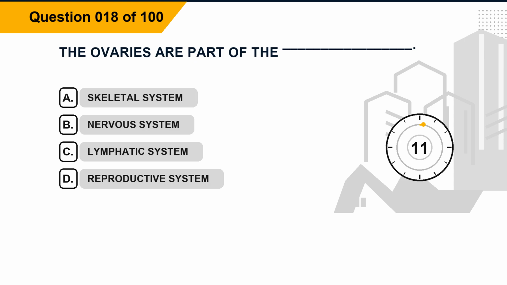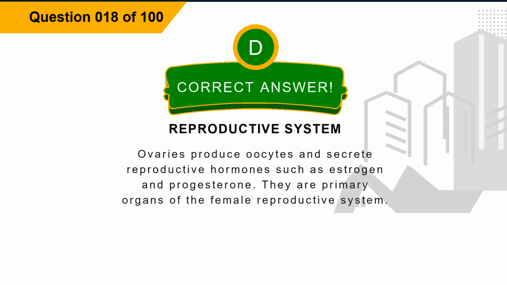Question 18. The ovaries are part of the blank. Option A, skeletal system. Option B, nervous system. Option C, lymphatic system. Option D, reproductive system. The correct answer is option D, reproductive system. Explanation. Ovaries produce oocytes and secrete reproductive hormones such as estrogen and progesterone. They are primary organs of the female reproductive system.